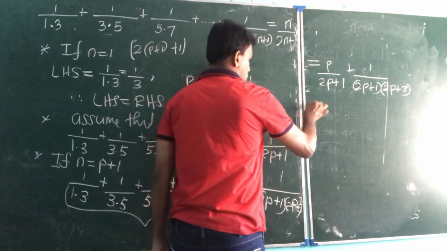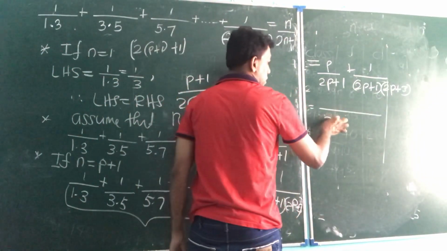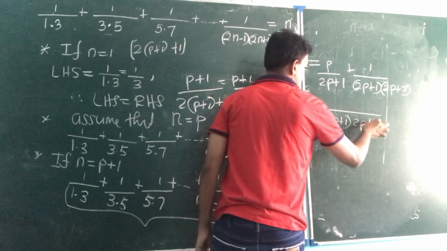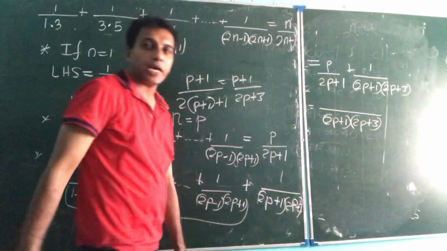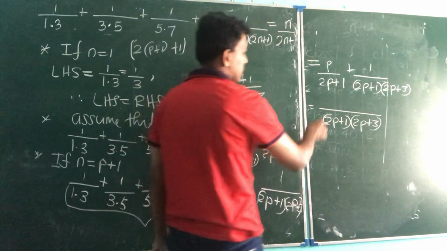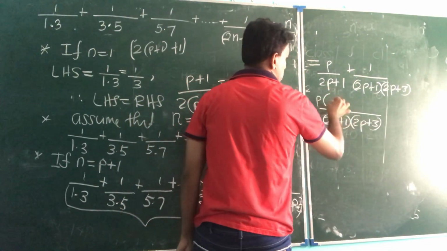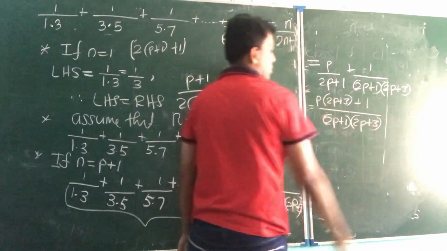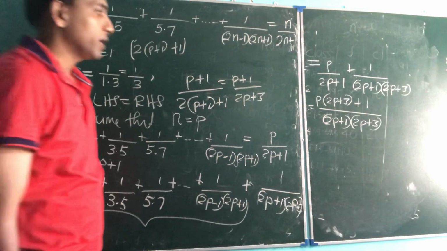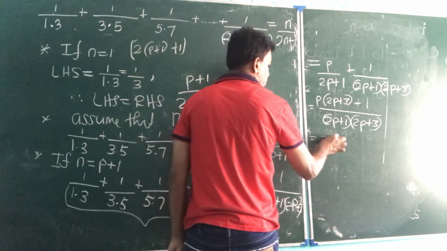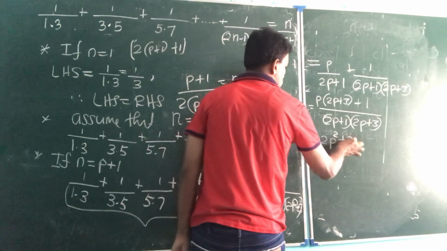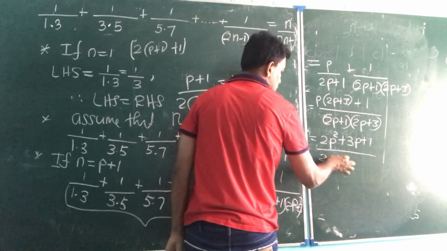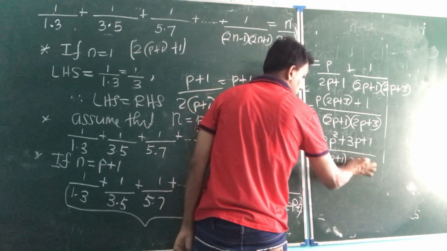So what is that? Therefore, the LCM is (2p plus 1)(2p plus 3). So modify that numerator: p into 2p plus 3, and plus 1. Okay, so multiply the bracket with p: 2p square plus 3p plus 1 over (2p plus 1)(2p plus 3).